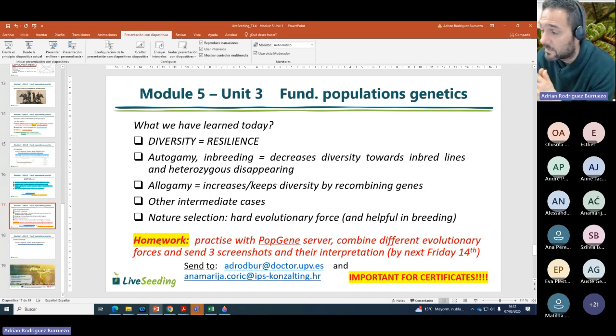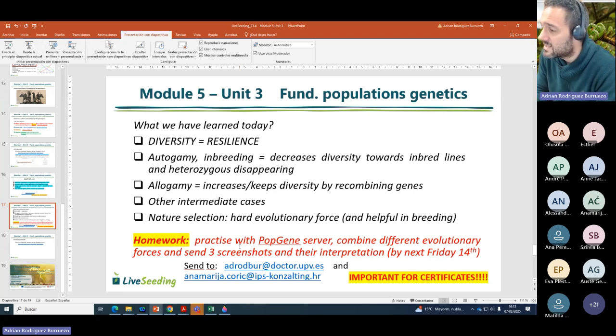And finally, as homework, please, in the next week, very simple: practice with the PopGene server, whose link is provided in the presentation. I will copy and paste it also in the chat, and practice in the next days.